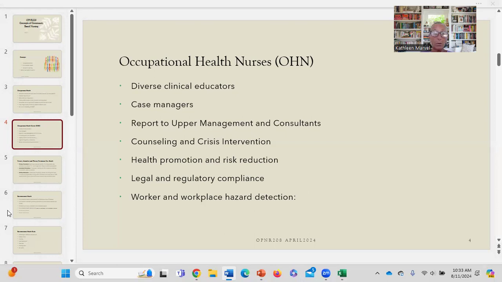When we talk about legal and regulatory compliance, we think of OSHA, the Occupational Safety and Health Administration. These are laws and guidelines that affect the workplace. One example of this is the Family Medical Leave Act. Another example is HIPAA, the Health Insurance Portability and Accountability Act. Occupational health nurses need to make sure that places are in compliance with these.